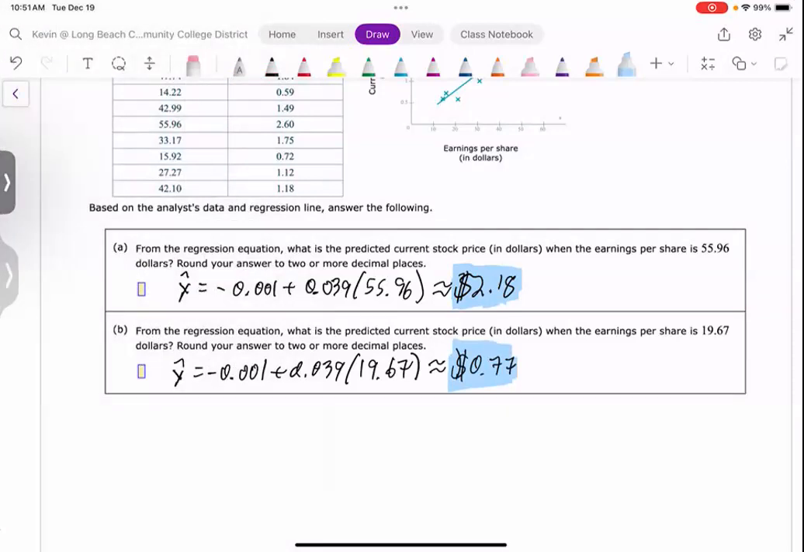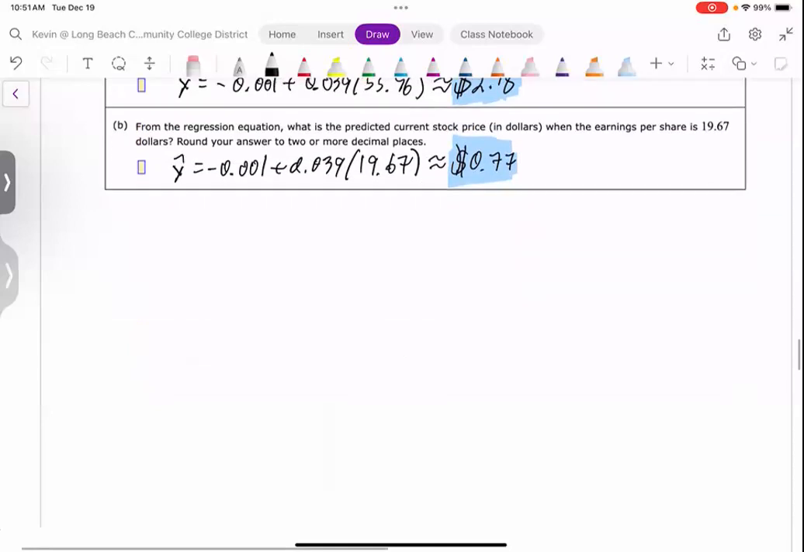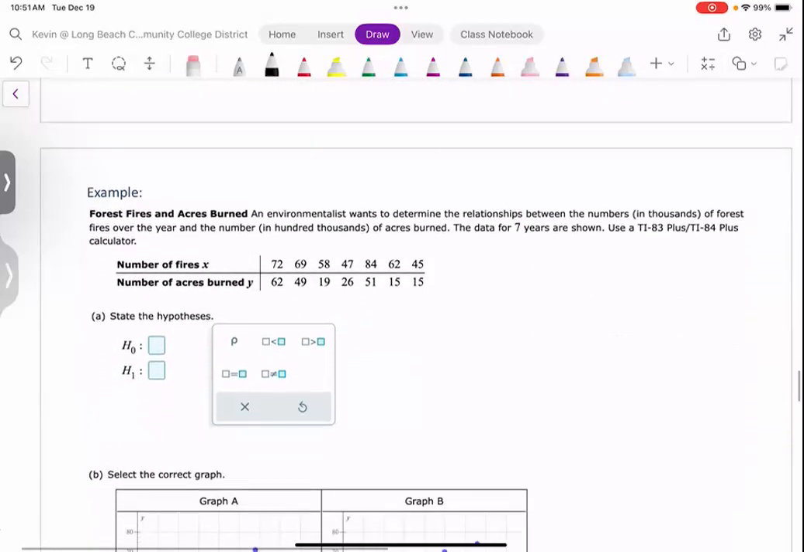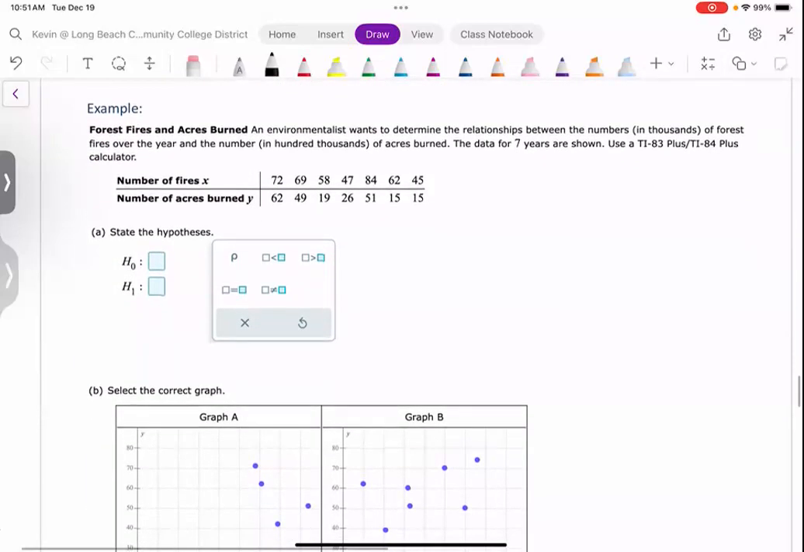Not too bad. All right, now let's do a full-on hypothesis test. We're going to start with forest fires and acres burned. An environmentalist wants to determine the relationship between the number, in thousands, of forest fires over the year and the number, in hundreds of thousands, of acres burned. The data for 7 years are shown.